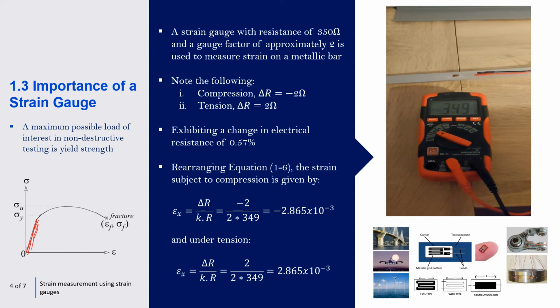If we rearrange the equation we saw previously, equation 1.6, the strain subject to compression is given by this equation here. The change in R is -2 when we're looking at compression, K, the gauge factor, is 2, and R is 349, which is the value that was given on the strain gauge. This is the strain value they picked up, a very, very small value. Under tension, likewise, the sign just flips, as you would expect.